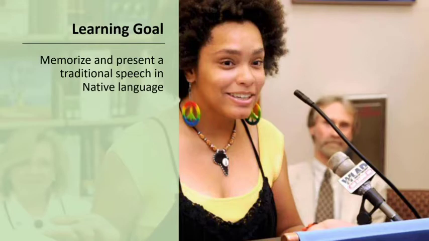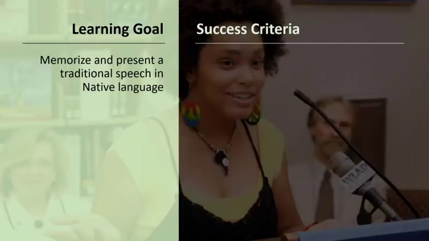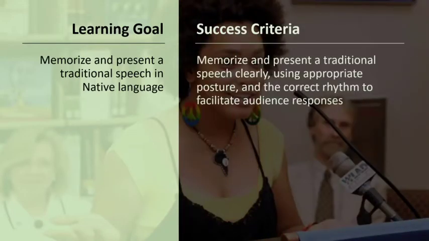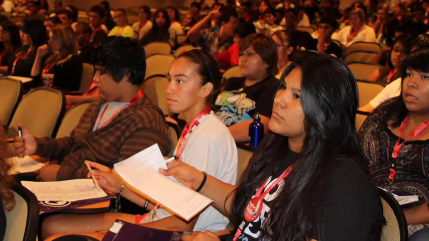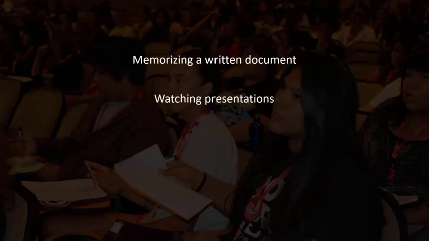In this example, a native language instructor is having students practice oratory. The learning goal is to memorize and present a traditional speech in their native language. The success criteria is to memorize and present a traditional speech clearly, using appropriate posture and the correct rhythm to facilitate audience responses. Students learn this through various means, such as memorizing a written document, watching the teacher or another community member as they present, and reviewing recordings of model performances.